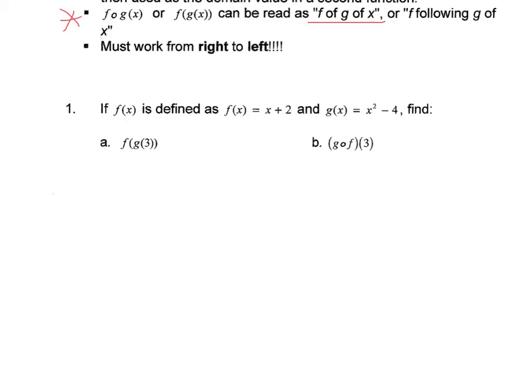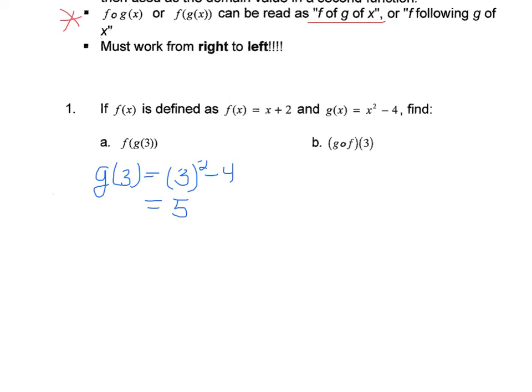Well, now think about it. In order for me to find f of what g of 3 is, I need to find g of 3 first. So that's what I'm going to do. So I'm really working right to left. I'm going to do g of 3 first. So g of 3 will be 3 squared minus 4. 3 squared is 9, minus 4 is 5. So g of 3 is 5.